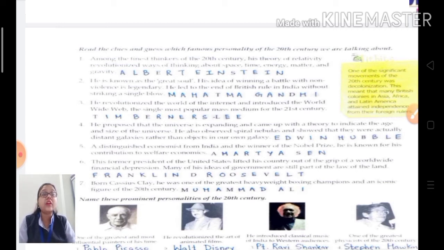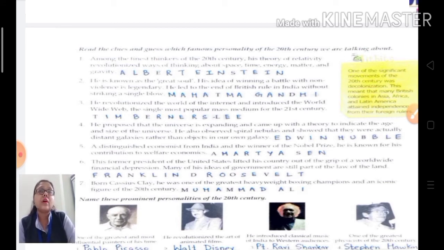Now next, number 4, he proposed that the universe is expanding. किसने ये थ्योरी रखी थी? That universe is expanding and came with a theory to indicate the age and size of the universe. किसने बताया था कि ब्रह्मांड का एज और साइज कितना है, कितना बड़ा है? He also observed spiral nebulas and showed that they were actually distant galaxies rather than objects in our own galaxy. किसने ये गैलेक्सी की थ्योरी लाई थी? एडविन हबल. We don't have to go into the depth, बस हमें सिर्फ ध्यान रखना है कि it is about the spiral nebulas and the concept of the galaxy. Okay, so who introduced the concept of galaxy? Who told about the size and age of the universe? So that is Edwin Hubble.